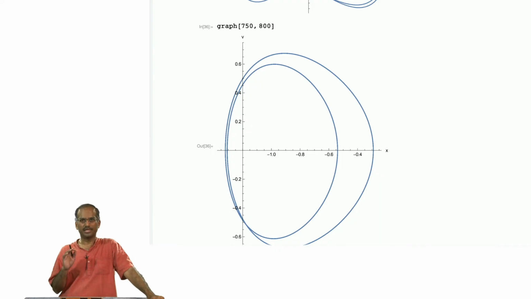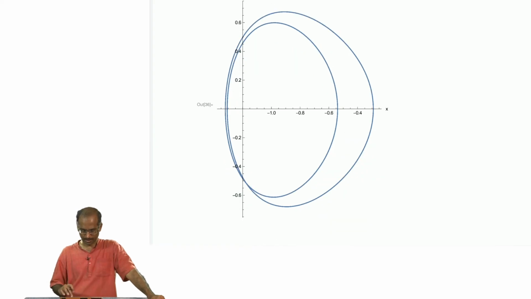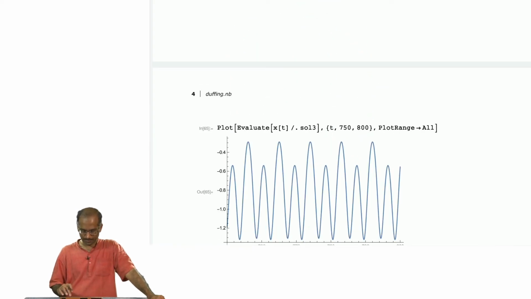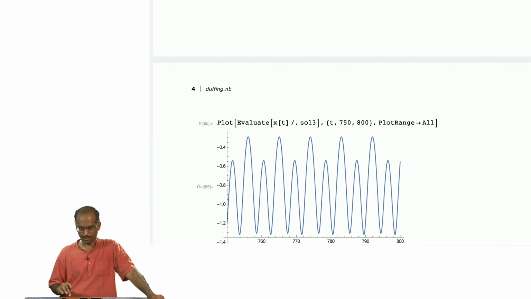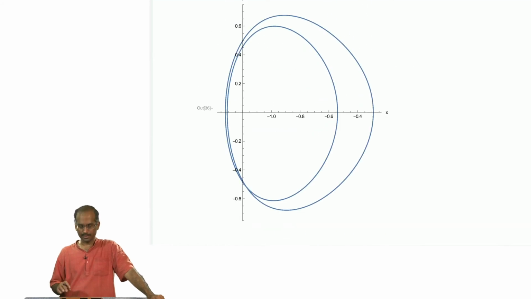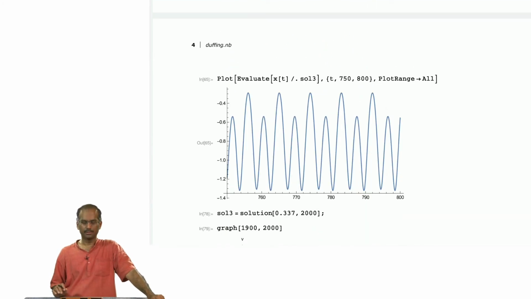By the fact that we change the parameter, what was a period 1 solution has become a period 2 solution, and this is the period 2 solution. And now this is in phase space. Now I can look at it as position as a function of time, which is what you see here.